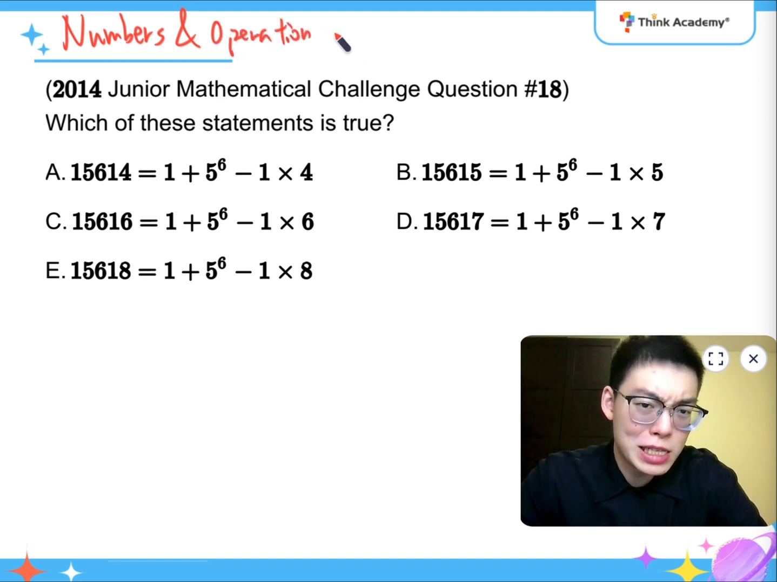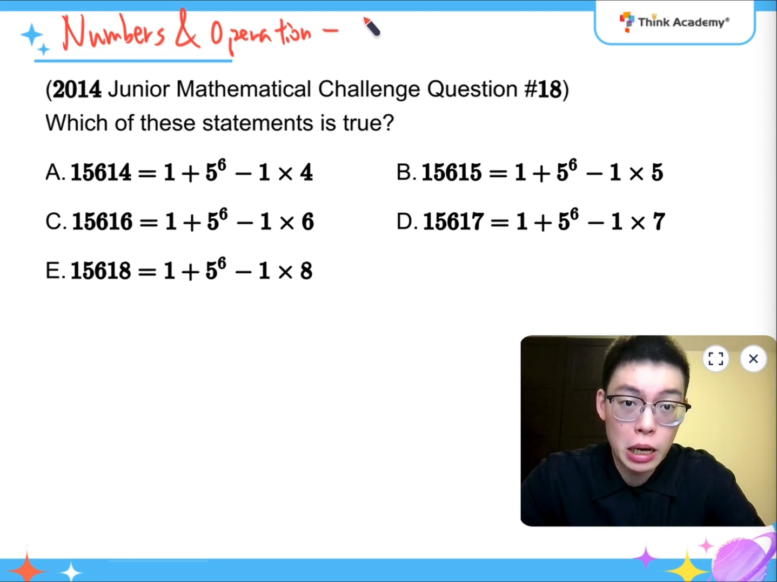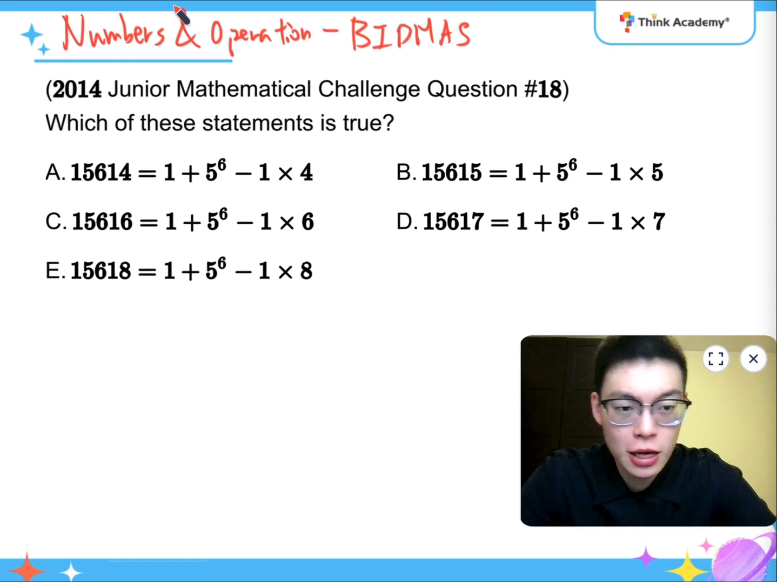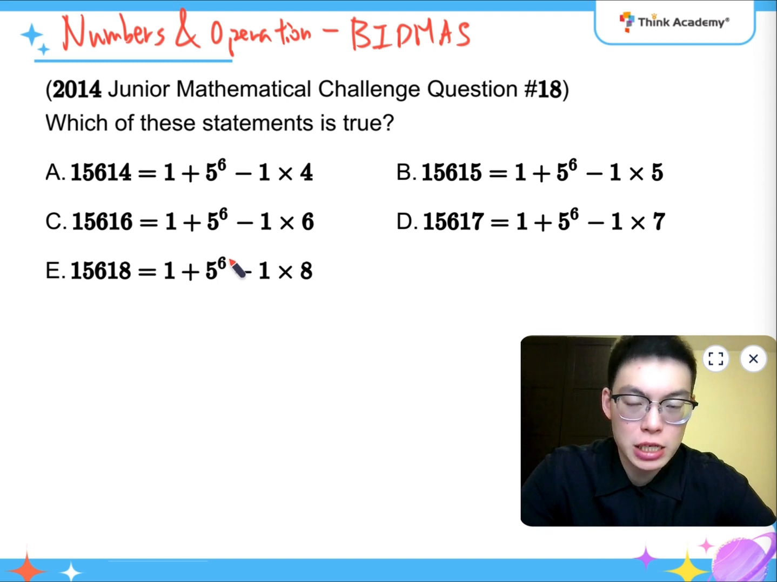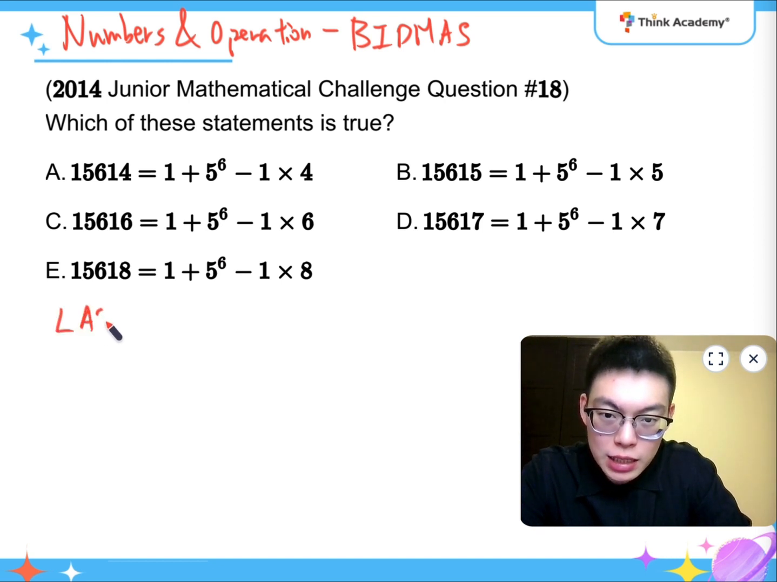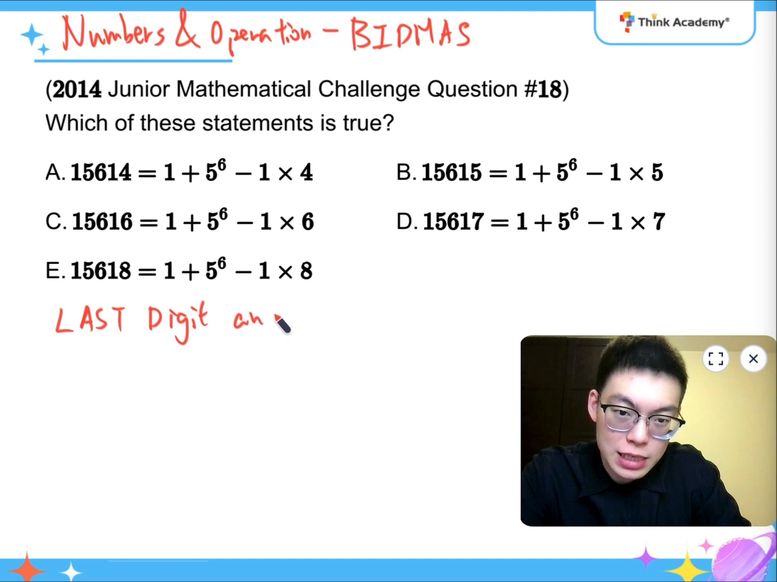But not necessarily BITMUS, because we don't have to calculate it completely. But of course, if you want to, you can do that, but it's just not necessary. And I'm just going to let you know that 5 to the power 6 is 15625. But that's not important, because we just need to do the last digit analysis.